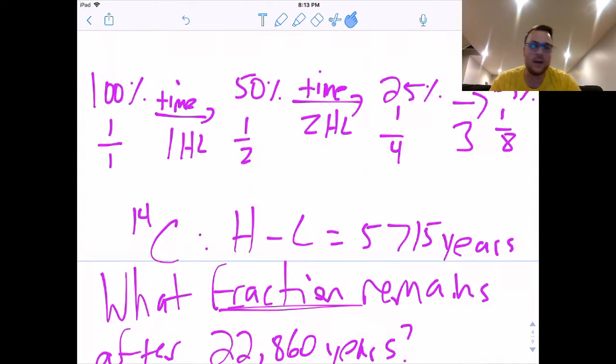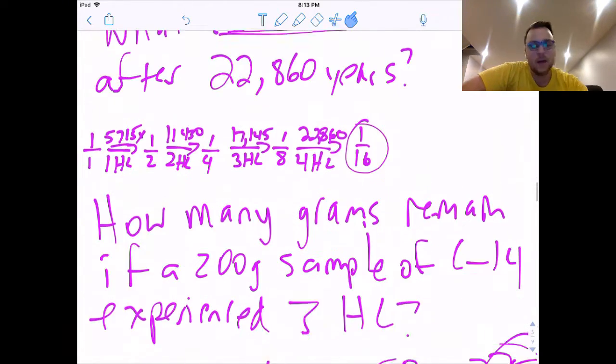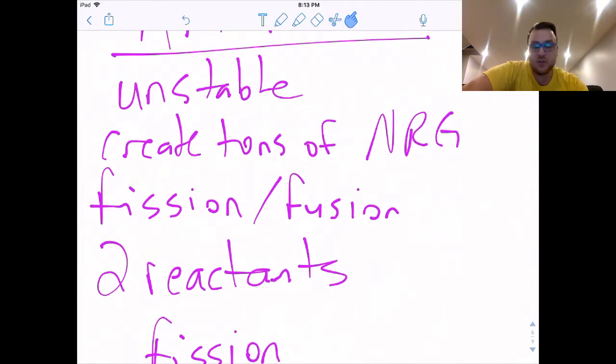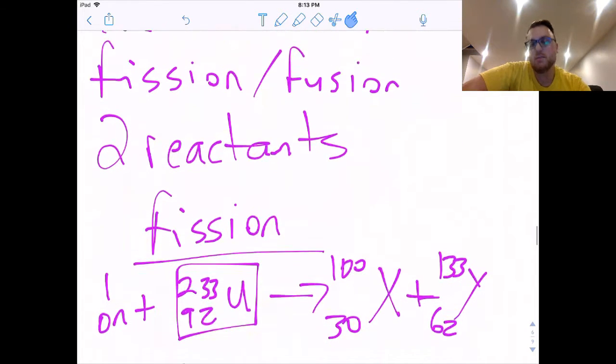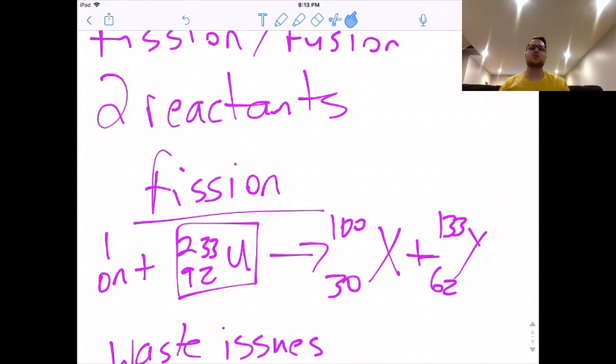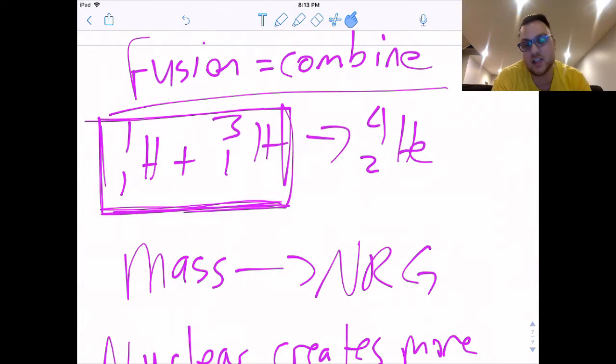I'll put a lot of problems on this on the review, because I think it's the trickiest part. Artificial, also unstable, still creates a lot of energy. Think fission and fusion. Both have 2 reactants. That's what makes it artificial. When you have 2 reactants turning into 2 or more new atoms, we have an artificial reaction. Fission is division. Take a big atom and split it. Fusion combines. Take smaller, lighter nuclei and bring them together. They both create energy from a lot of mass. So a whole lot of mass goes into a whole lot of energy.